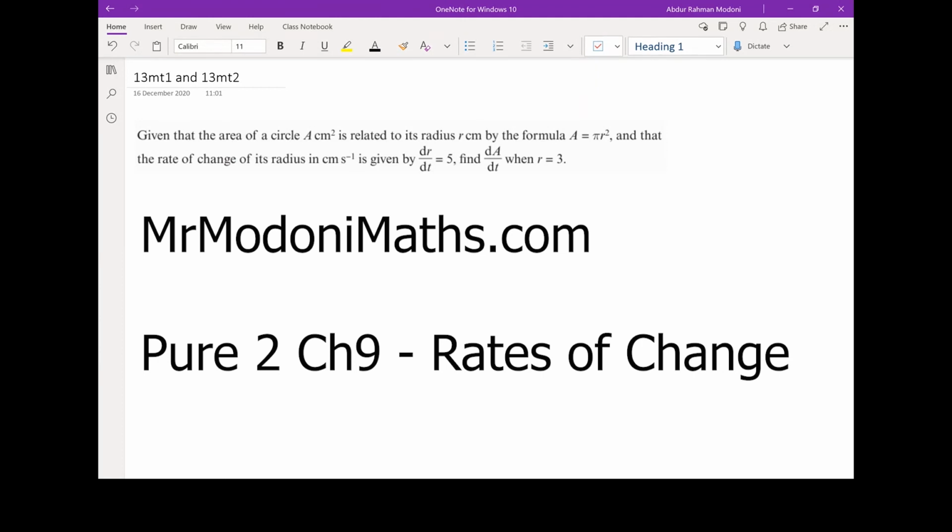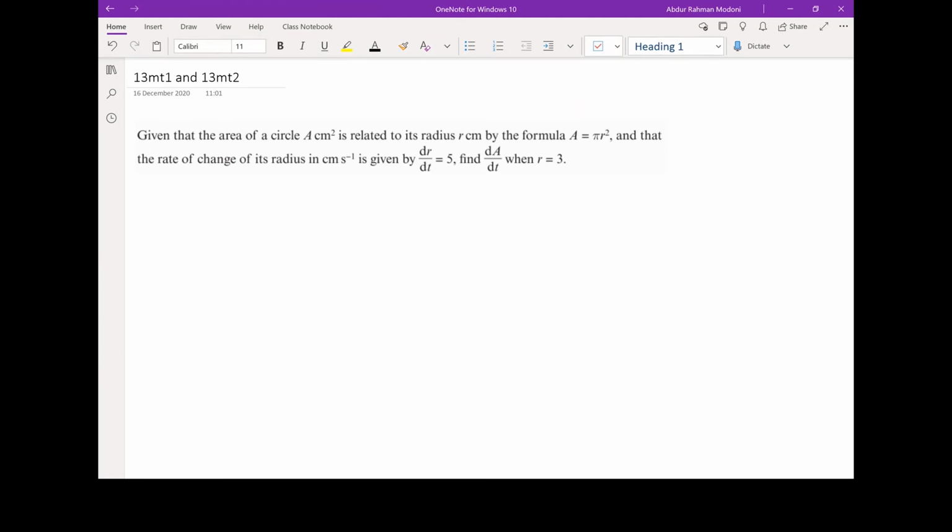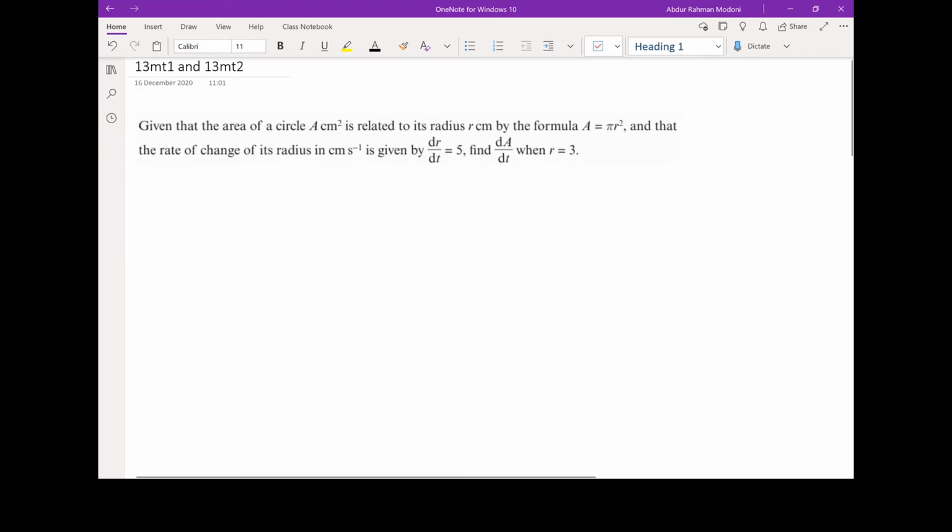So we're looking at rates of change here. We can use the chain rule to connect rates of change in situations that involve more than two variables. So in this instance, I've got an equation. It says, given that the area of a circle A centimeters squared is related to its radius r by the formula A equals pi r squared, and that the rate of change of its radius in centimeters per second is given by dr by dt equals 5.